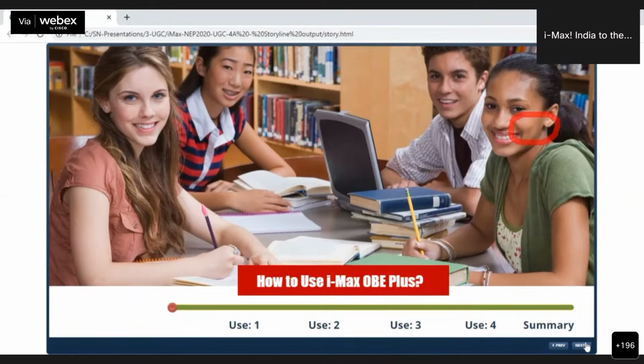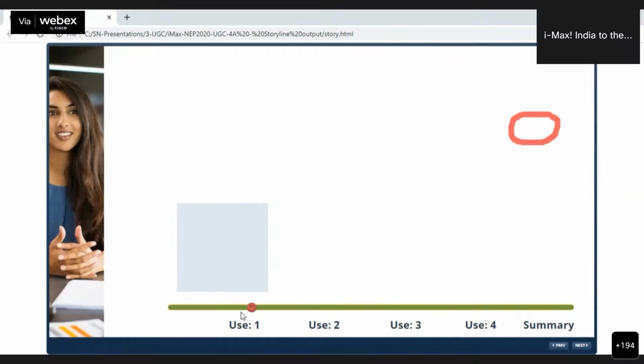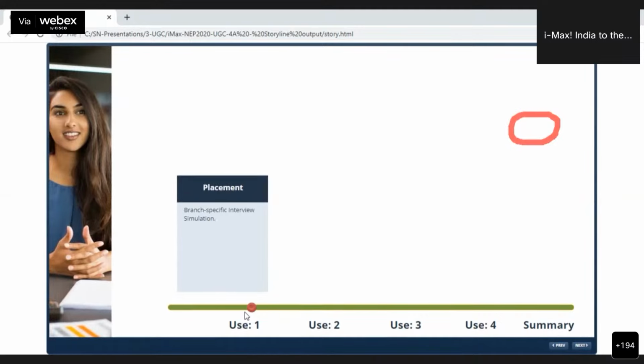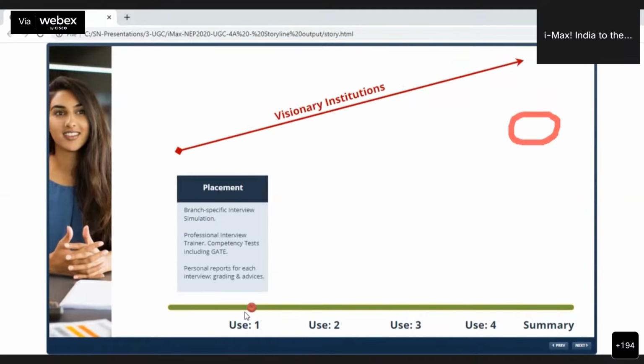See what I was explaining to you, that we have some solution. It is part of a platform called IMAX, that is India to the Max. IMAX stands for India to the Max OBE plus. That means based on the OBE, this IMAX platform has got various uses. For example, it really grows with your institution's vision.